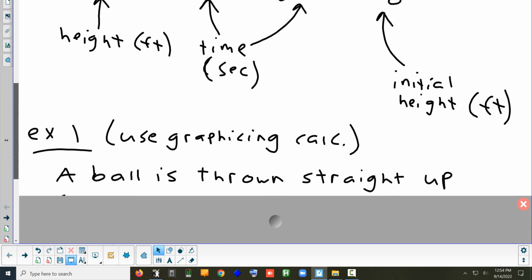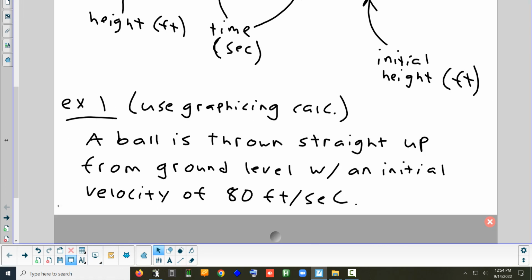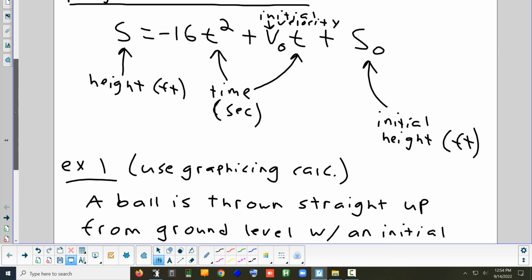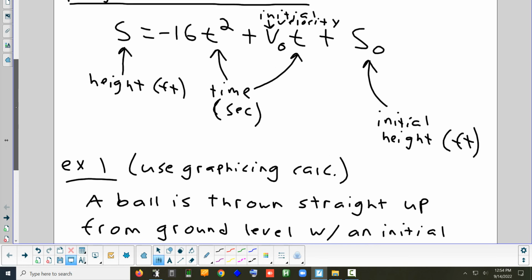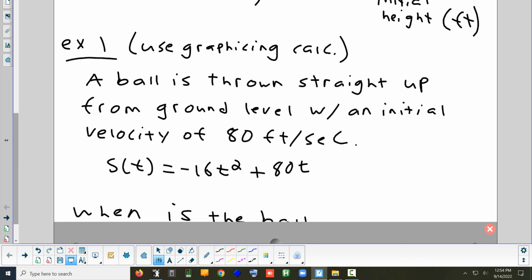So this one says that we're throwing a ball straight up from ground level with an initial speed of 80 feet per second. Because it's ground level, what does that mean my initial height is? Yep. You have initial height of 0. Initial height is 0, so we don't even need that in this problem. So let's write down a formula for my height using the projectile motion equation and the information they gave me.